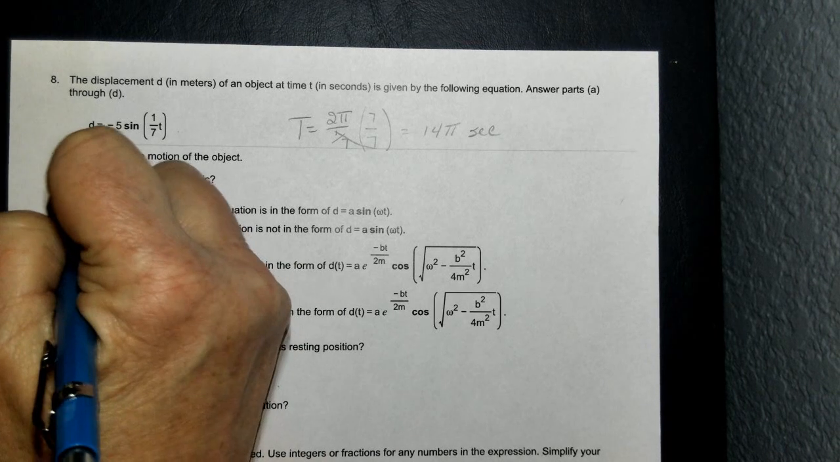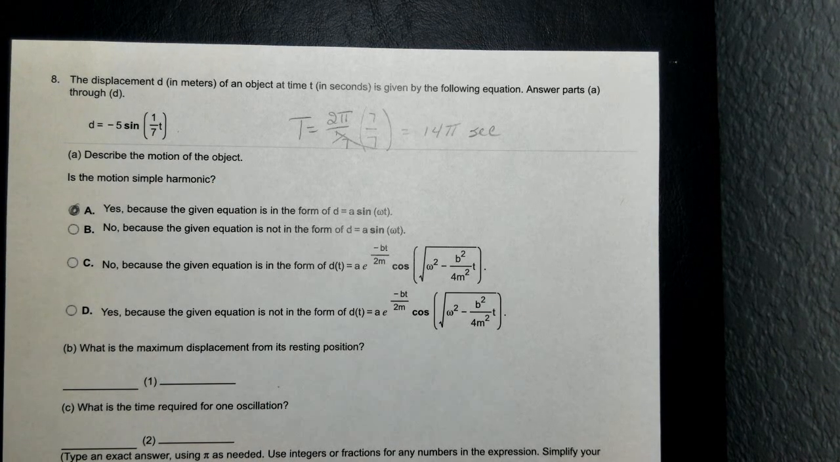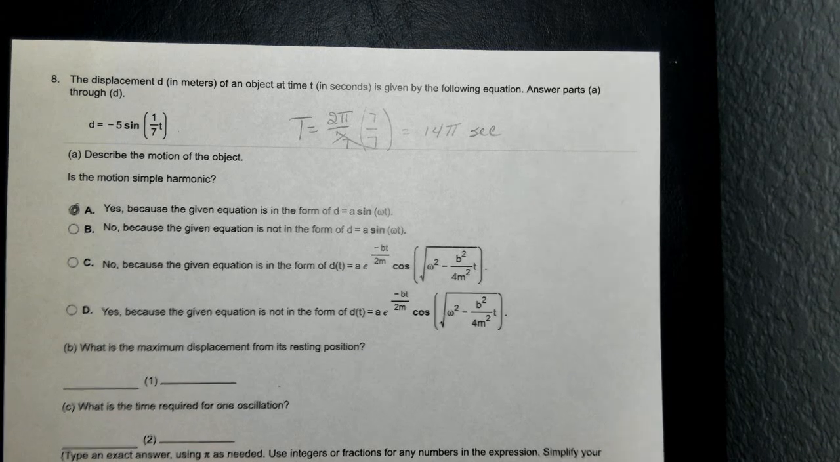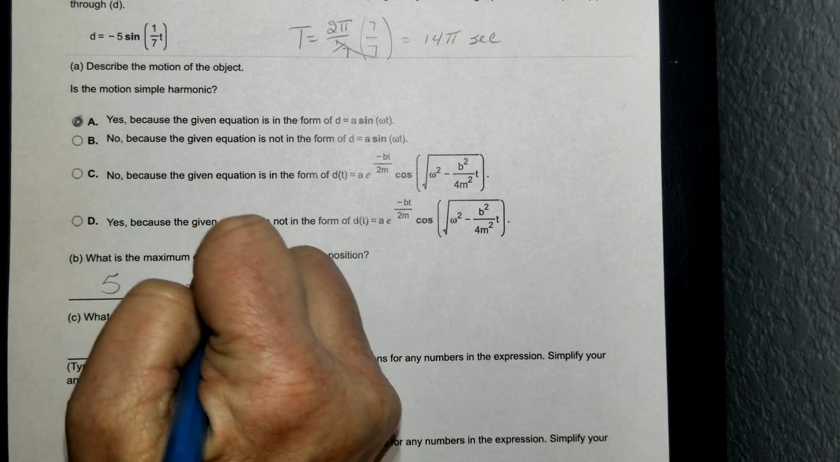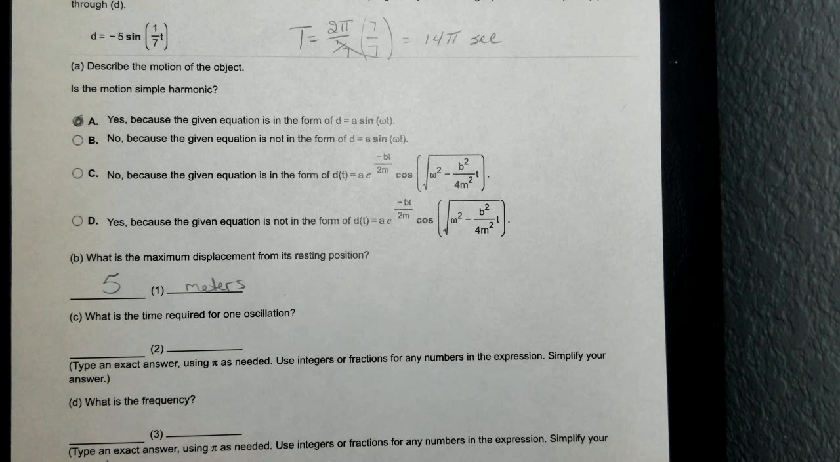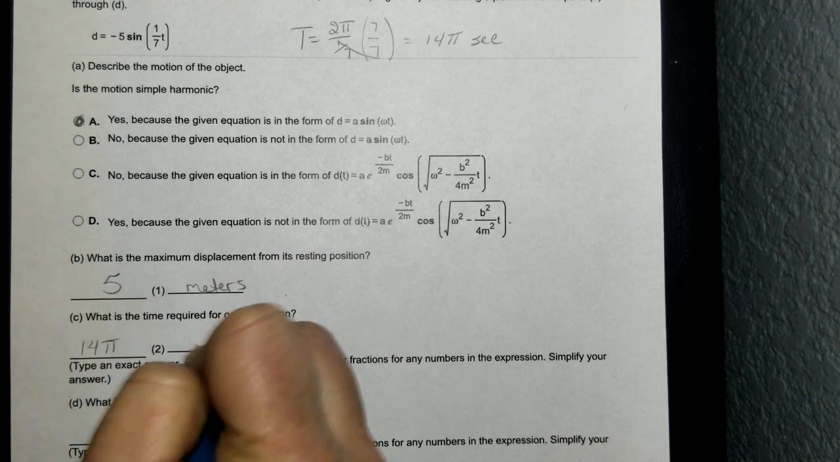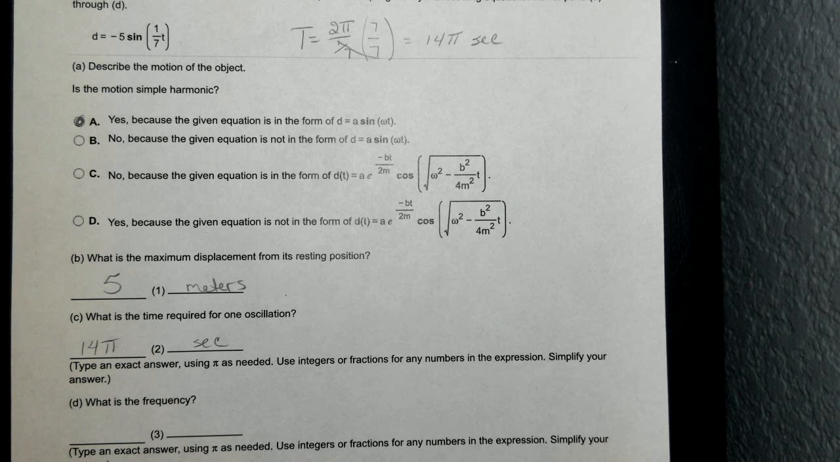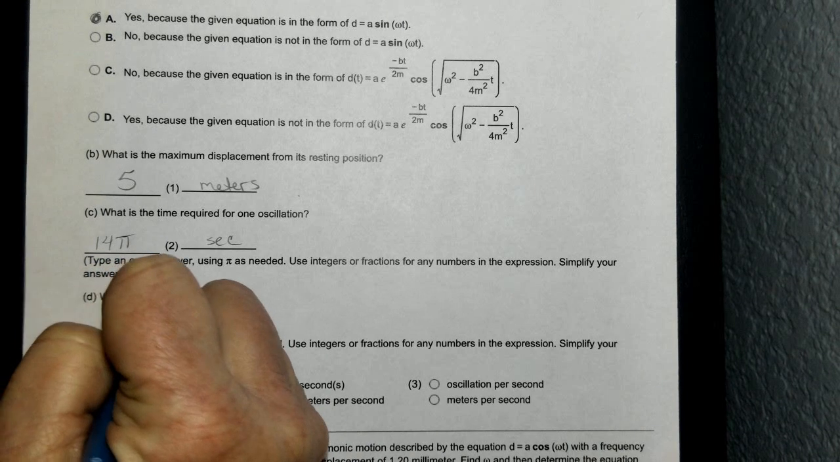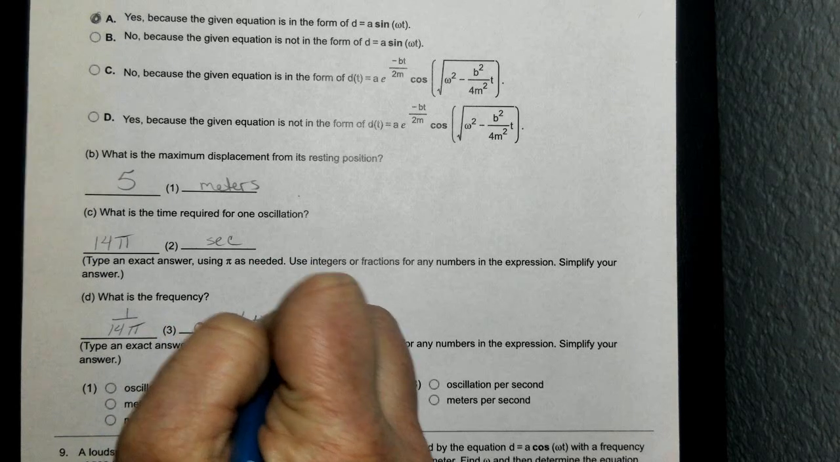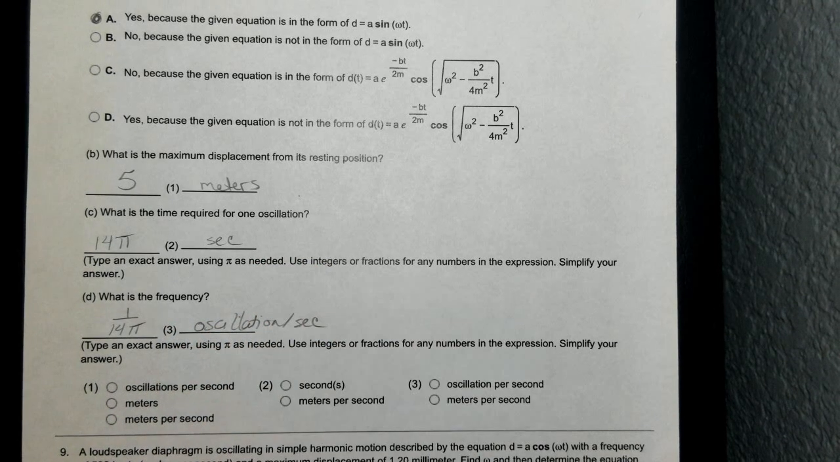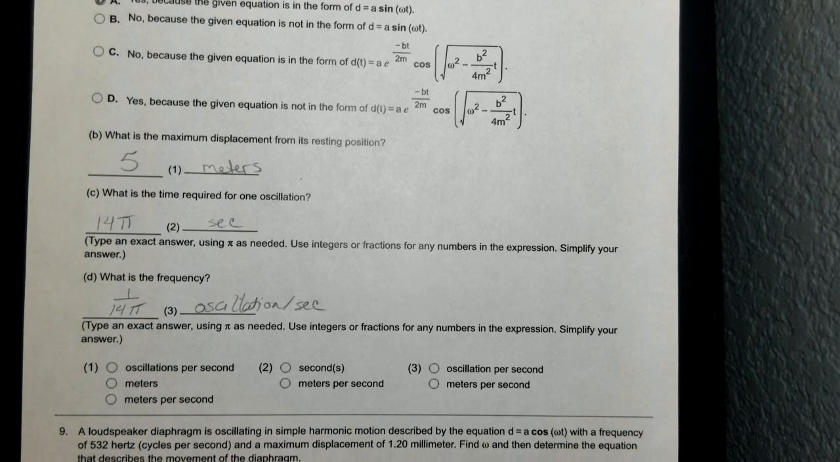So yes, it's simple harmonic motion because I didn't give you any other kind of problems. Let's go on. The maximum displacement is the coefficient, so it's 5, and it's measured in meters. And the time required for one oscillation was 14 pi seconds, which makes the frequency 1 over that, 1 over 14 pi, and this is an oscillations question, so oscillations per second. And you can see all the choices will be drop-down menus.